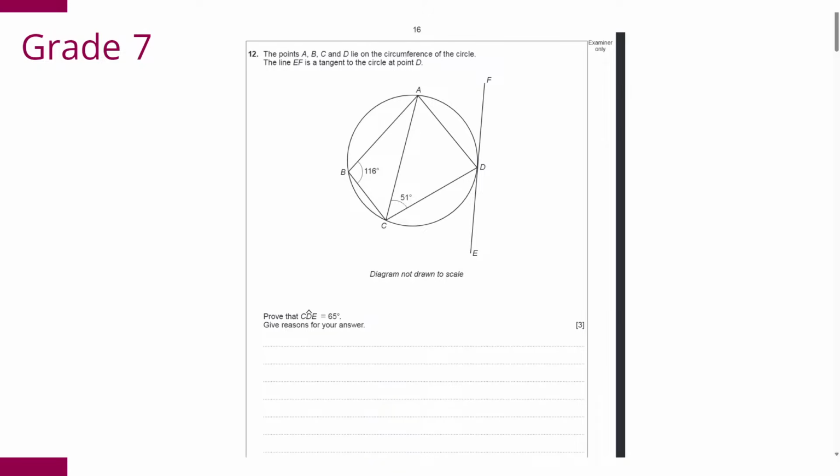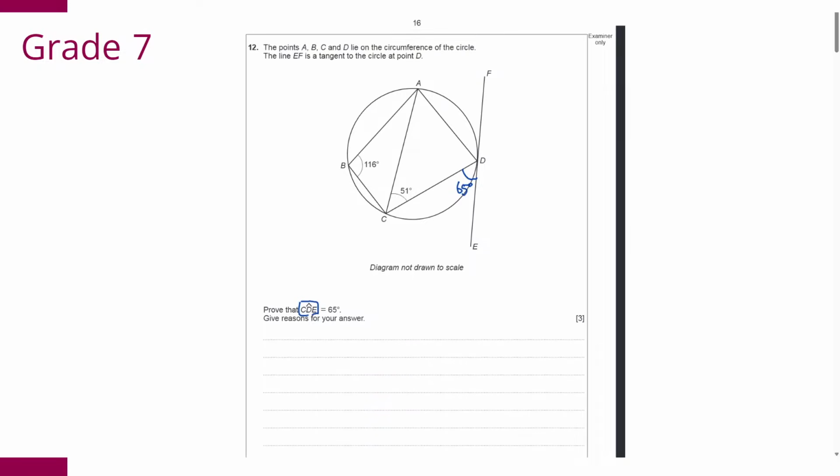So it says prove CDE is 65. So where is CDE? Whenever you have CDE, start at C, go to D with your pencil, and then go to E. And it's the angle that's created there. So we've got to prove that that is 65 degrees. How are we going to prove it? Well, we're going to actually write down some circle theorems. You should be quite well versed in your circle theorems and quite good at picking bits out, okay?